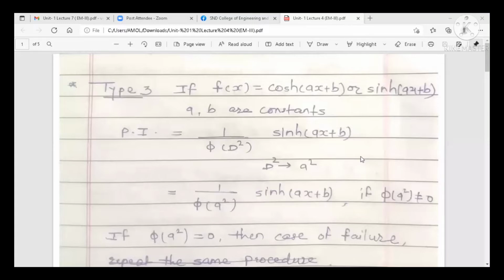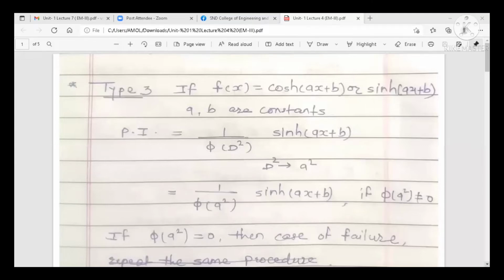We replace the term D² here, like in the trigonometric functions sine and cos. These are the hyperbolic functions here, sinh and cosh. And in this case, we replace D² by positive a². So your PI is 1/φ(a²) into sinh(ax+b). The condition is that φ(a²) must be non-zero. If φ(a²) is 0, then it is the case of failure.